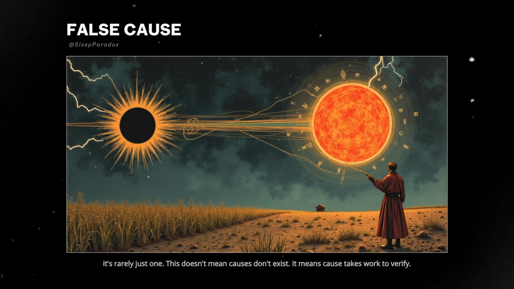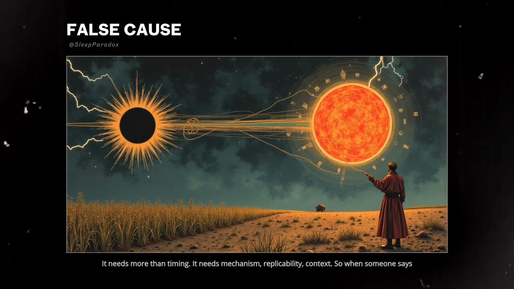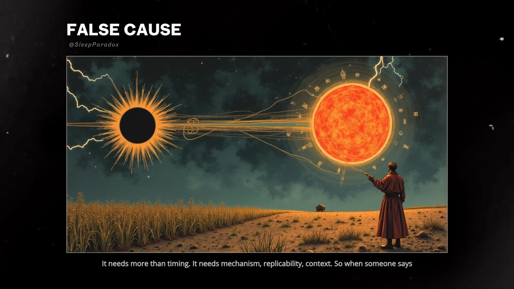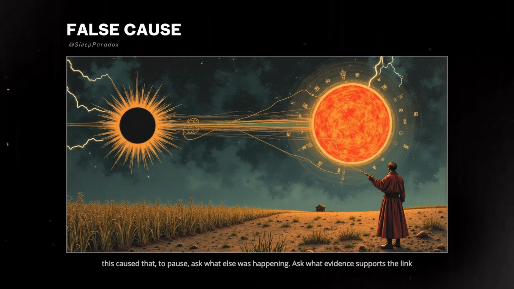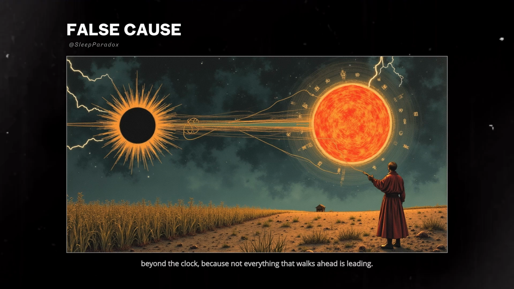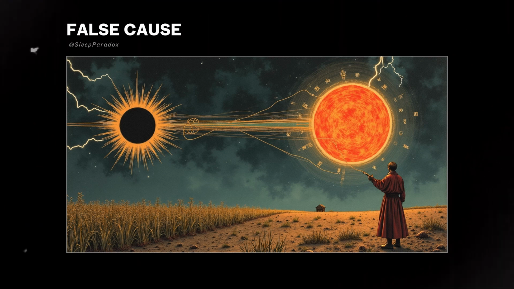This doesn't mean causes don't exist. It means cause takes work to verify. It needs more than timing. It needs mechanism, replicability, context. So when someone says, this caused that, pause, ask what else was happening. Ask what evidence supports the link beyond the clock, because not everything that walks ahead is leading.